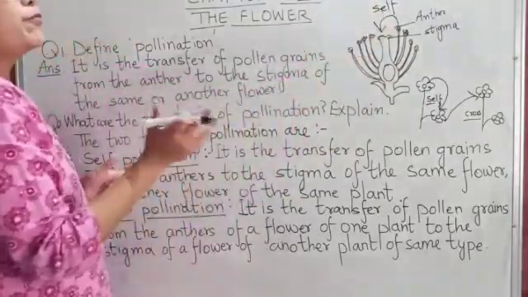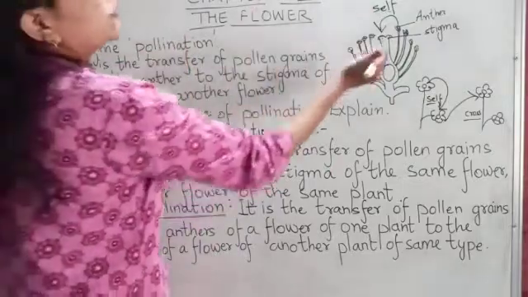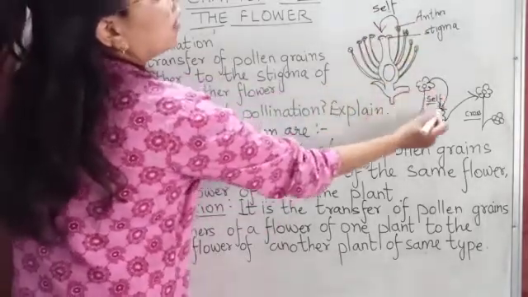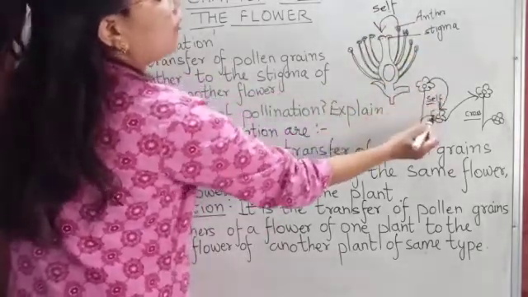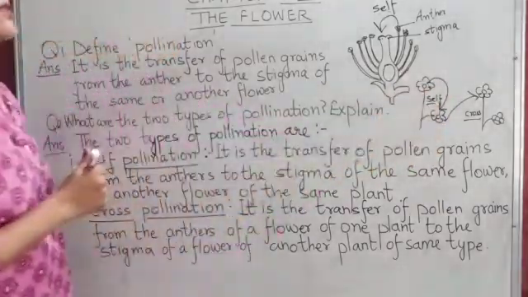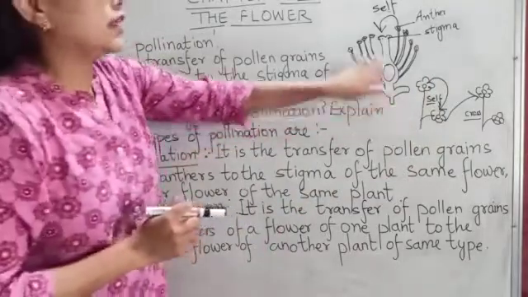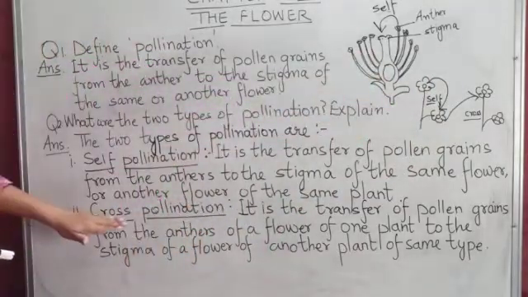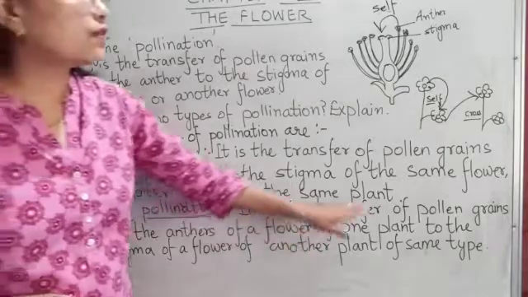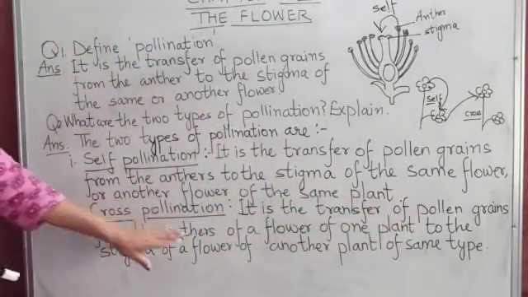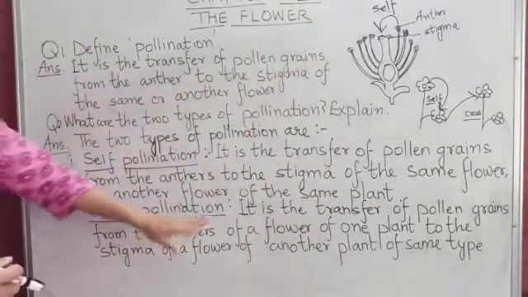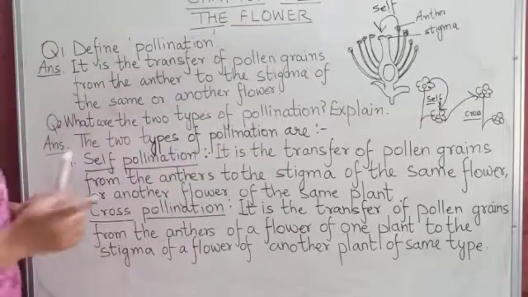Or self-pollination is also the transfer of pollen grains from the anther to the stigma of another flower of the same plant. So this is also known as self-pollination. Then comes the second, which is cross-pollination. Now what is cross-pollination? It is the transfer of pollen grains from the anthers of a flower of one plant to the stigma of a flower of another plant, of the same type.